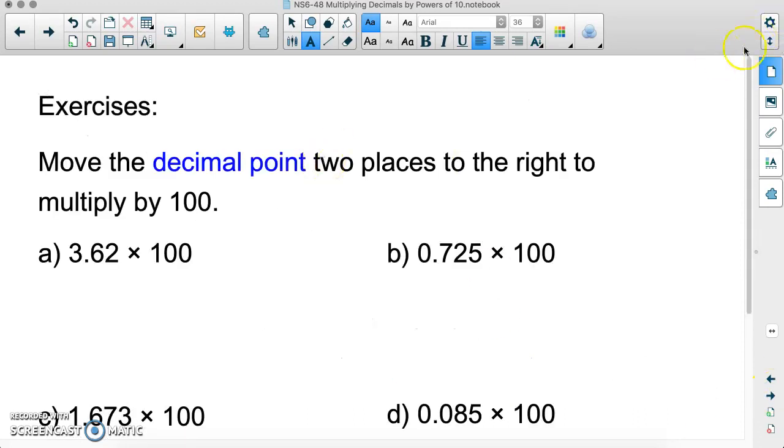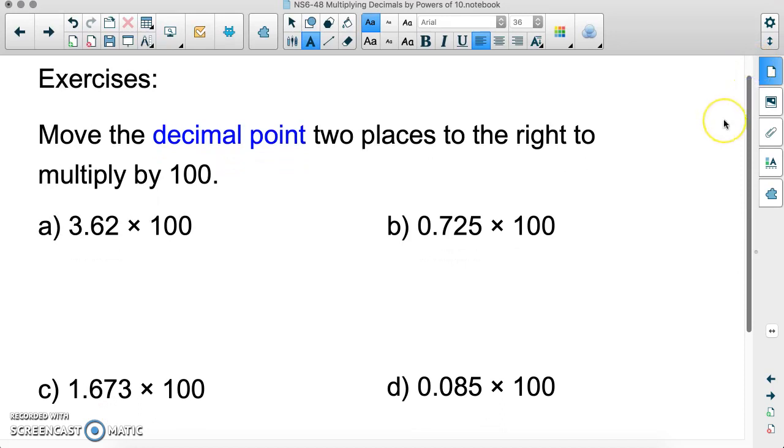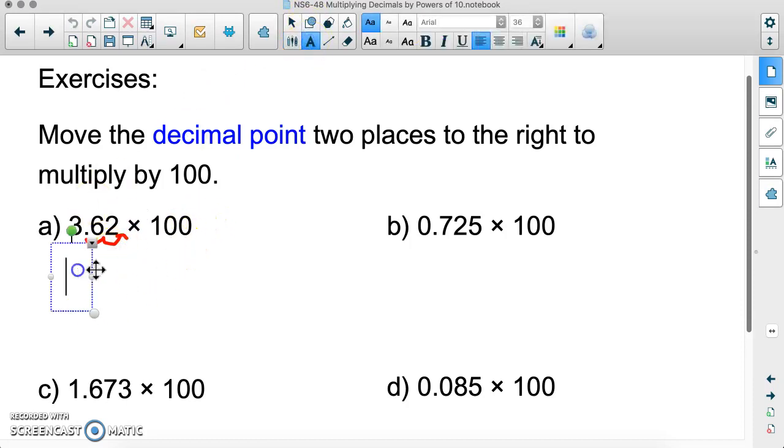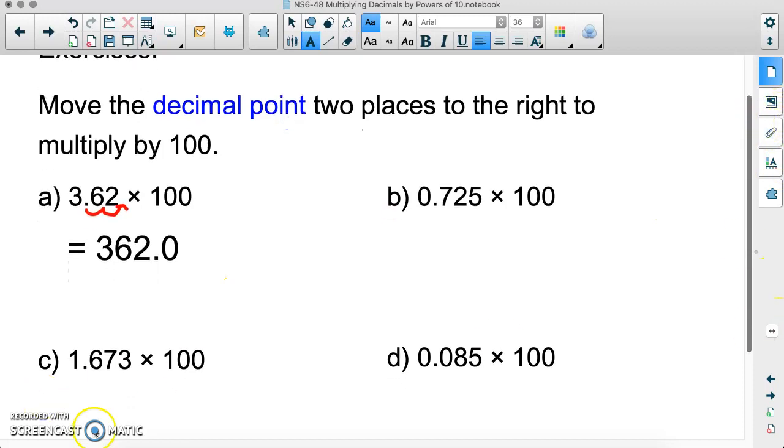Let's try these examples. We'll do A together and then you can complete the rest on your whiteboard. So let's look at 3.62 times 100. I'm multiplying by 100, I need to move my decimal 2 place values to the right. So 3.62 times 100, if I move it 2 place values to the right, equals 362.0. I want you to try B, C, and D on your whiteboards, and then you're going to resume your screencast when you're done.